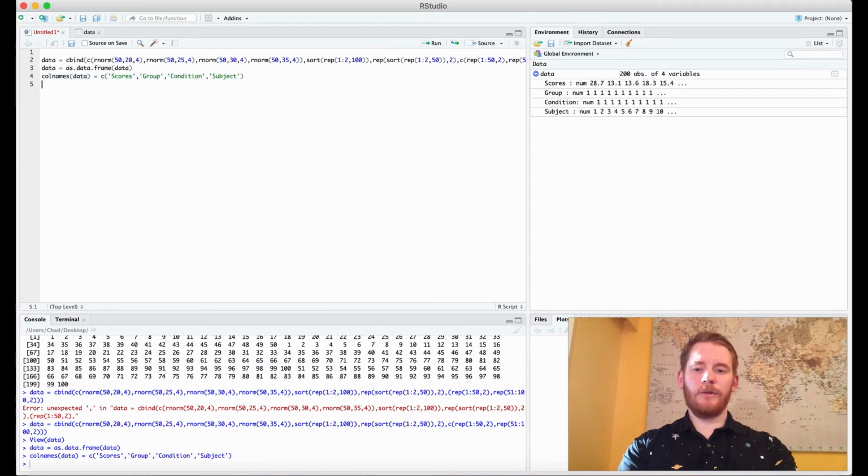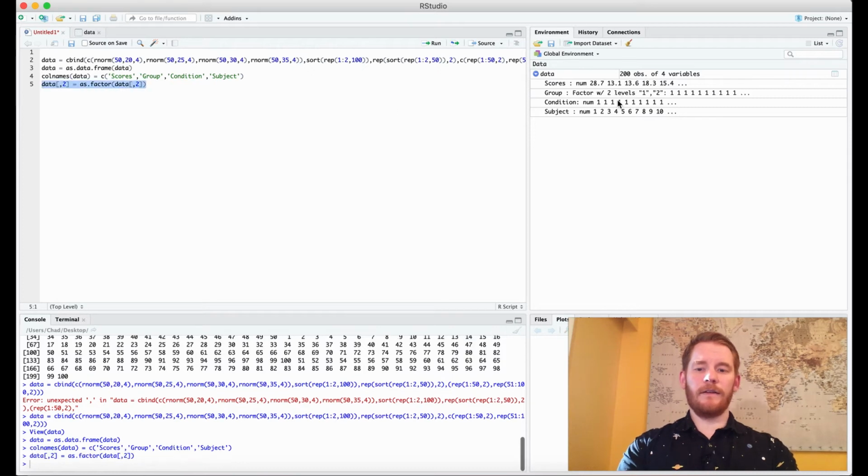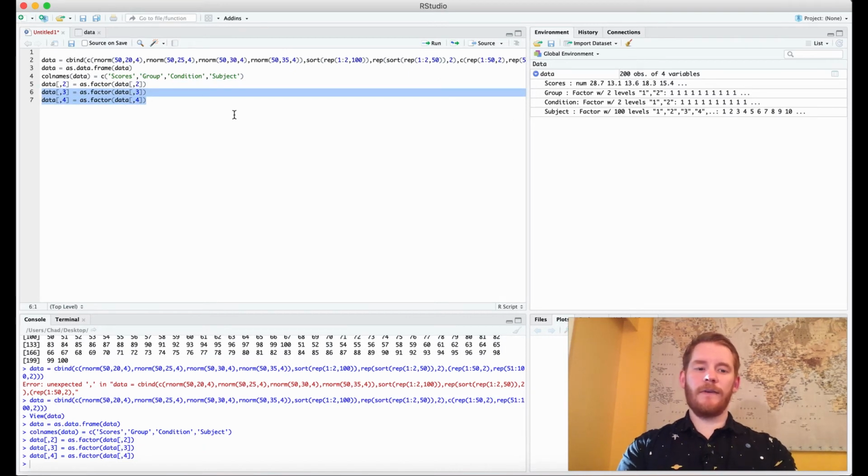And then what we want to do is change these last three things to a factor, because they are factors, not numerical values. So we're going to go data, comma 2, equals as.factor, and that turns that one into a factor, and I could do this for the other two as well. And there we go. Now these are all factors.